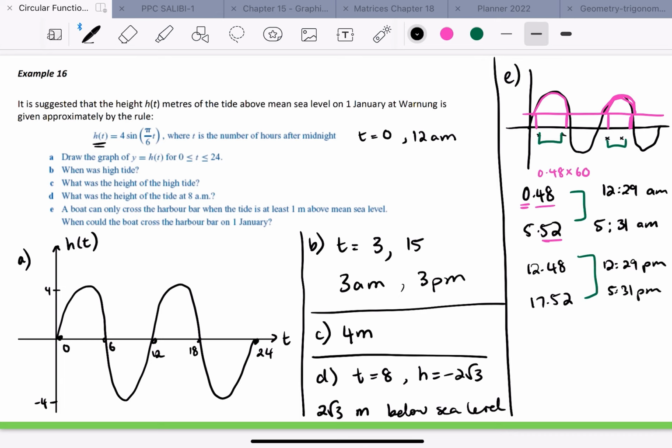And finally, I just want to represent my answer in a worded form. So I can say between 12:29 and 5:31 a.m. and between 12:29 and 5:31 p.m. And there's your final answer.